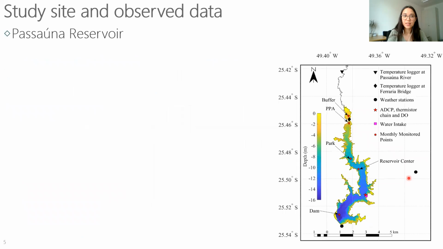Our study site is Passauna Reservoir. Passauna Reservoir is a drinking water reservoir located in South Brazil. It is a medium-sized reservoir. It has a maximum depth of 16 meters. Here at the entrance, there is a bay, which is an area of depth around 1 meter. So the waters get warmer here.